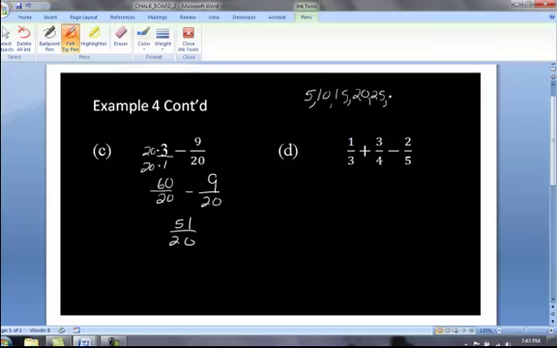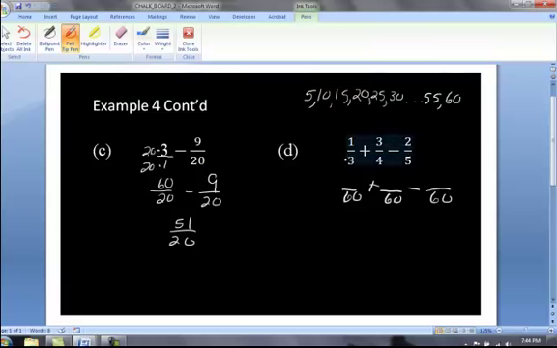25, 30. And let's skip over to some larger numbers here. We'll start with 55, 60. Now when we get to 60, 3 goes into 60 and 4 goes into 60, so that's going to be our LCM. So we're going to change each one of these fractions to a denominator of 60. Okay? And remember to bring down your signs. That's going to be a plus there, and it's going to be a minus there.